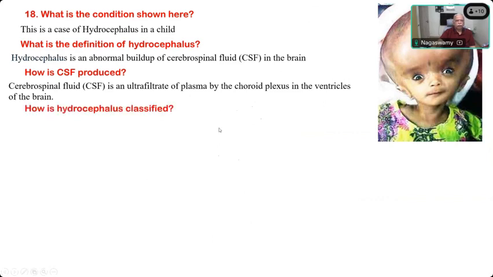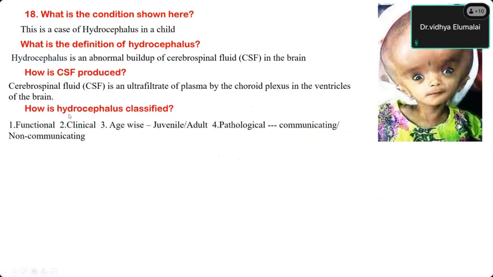Okay. How is hydrocephalus classified? Congenital, acquired, communicating and non-communicating. Okay. So functional, clinical, age-wise, pathological, communicating, non-communicating.